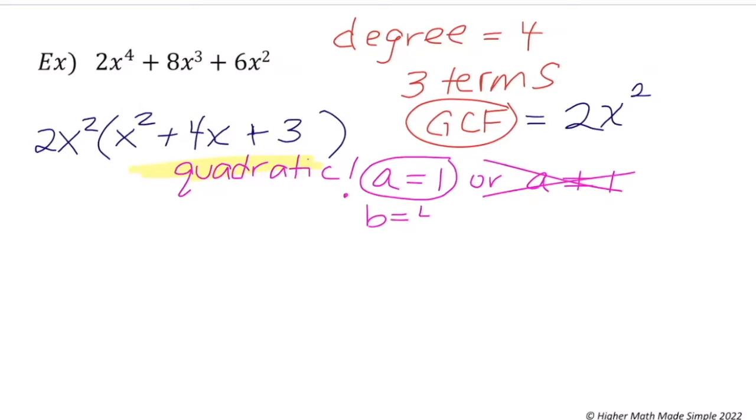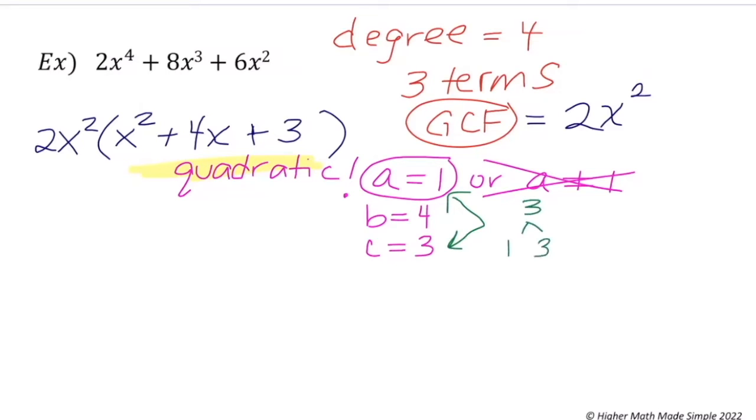B is positive 4 and C is positive 3. Okay, so how do we factor a quadratic polynomial where a is positive 1? Same thing as if a is not equal to 1, very similar steps. So we do a factor tree of a times c, which is 1 times 3 or just 3, paying attention to the signs.